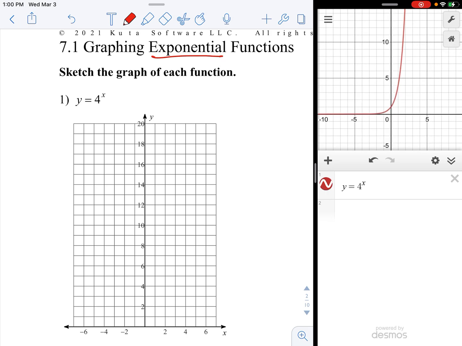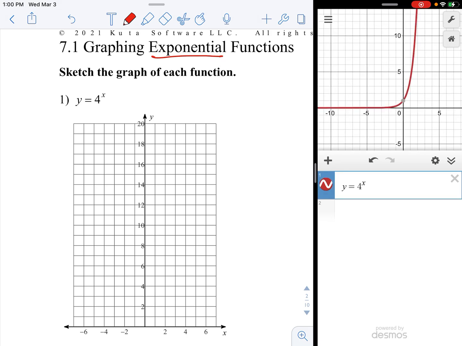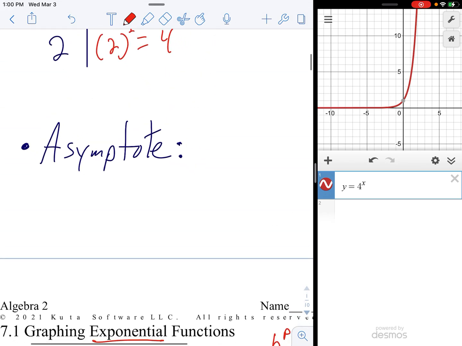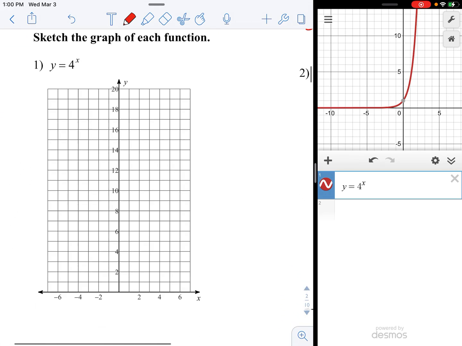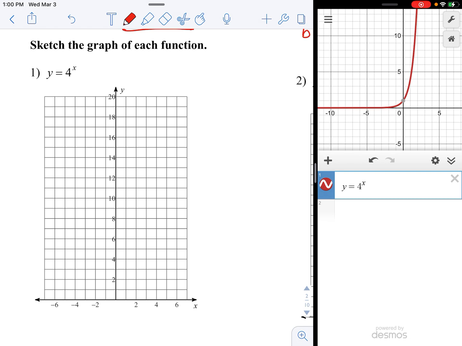And you see that graph, right? It runs, sort of along the x-axis. There's a word for that, by the way. It's called an asymptote. I'll talk about that in a minute. So it's going to kind of run along the x-axis, and then it's going to start curving upward.